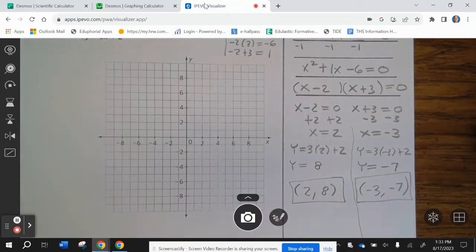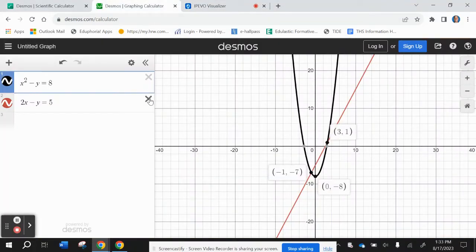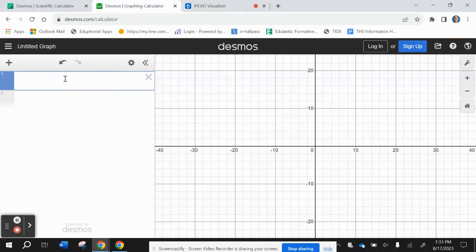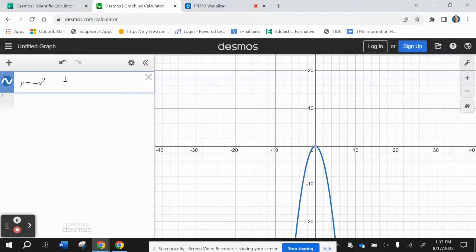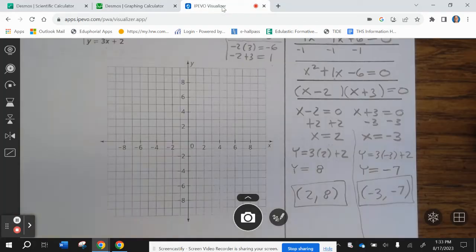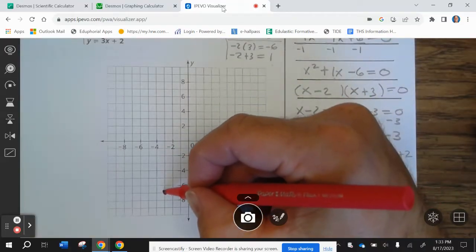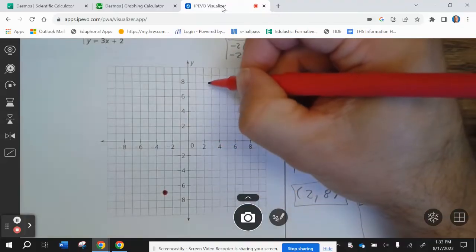Okay, so now let's go ahead and check that graph, or verify graphically. So we're going to go to Desmos. Let's graph y equals negative x squared plus 2x plus 8. And let's graph them both. Y equals 3x plus 2. And so we can graph this line first. That's going to be the easiest. So we have negative 3, negative 7, and 2, 8.